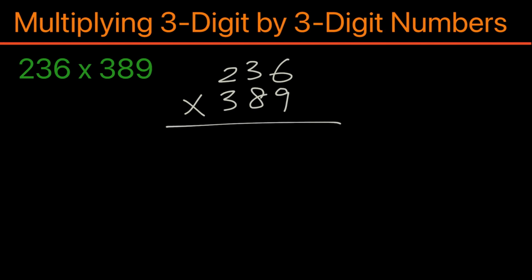So the first step, we're going to take the 9 here, multiply by 6, then by 3, then by 2. Next, we will take the number 8, multiply by 6, by 3, and by 2. And lastly, we will take the 3, multiply by 6, by 3, and by 2.